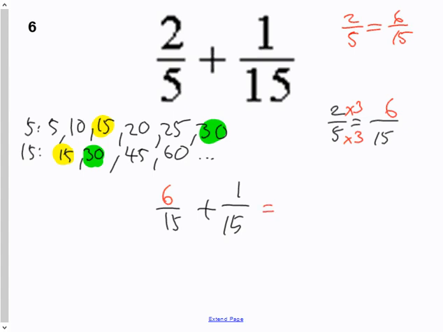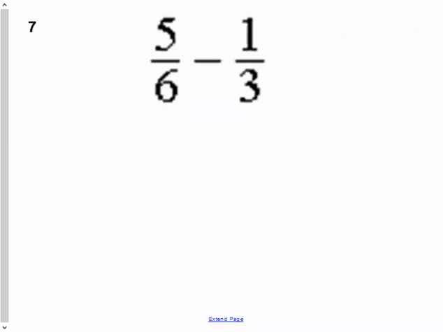Once we have that, if I have 6/15 and I add to it one more 15th, how many 15ths do I have in total? I would have 7/15. So your final answer for that is 7/15. Question 7, go ahead and try it. This time, remember, it's subtraction, not addition, so make sure you don't add them together, but rather subtract.